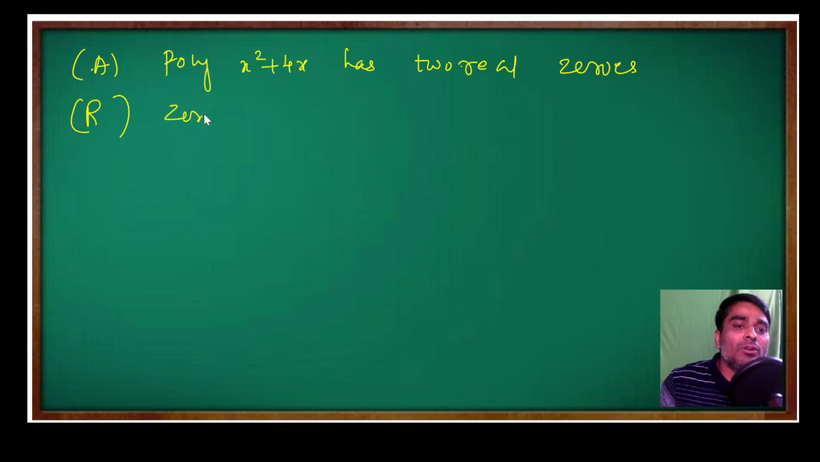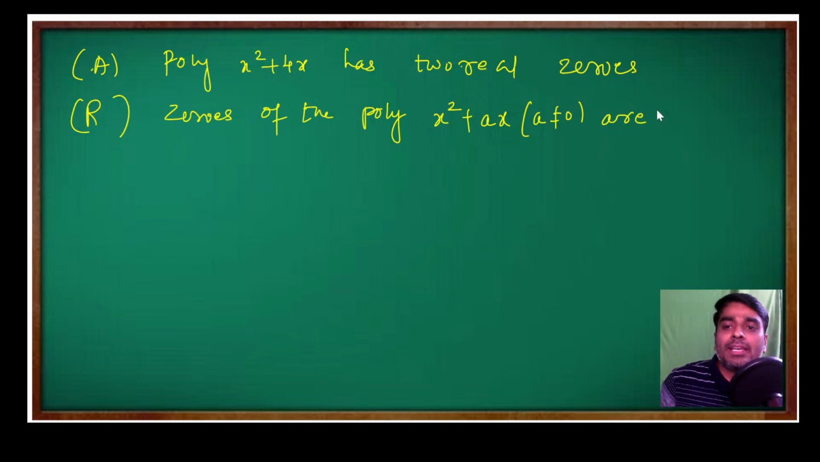Reason: zeros of the polynomial x square plus ax, a not equal to 0, are 0 and a.